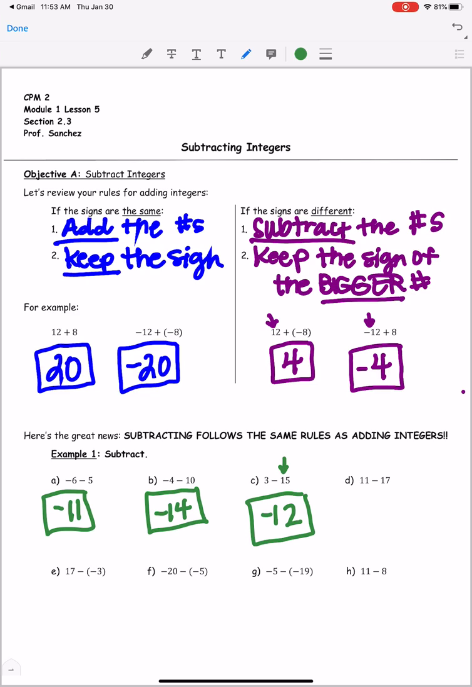My bigger number is this 15, which is negative. D, 11 minus 17. Do we have the same sign or different signs? Again, they're different, right? Nothing's in front of that 11, so that means it's positive. And then 17 is a negative. So I need to subtract, and we're always doing the big number minus the smaller number. So 17 minus 11 gives me 6. And then keep the sign of the bigger number. My bigger number is 17, which is negative.